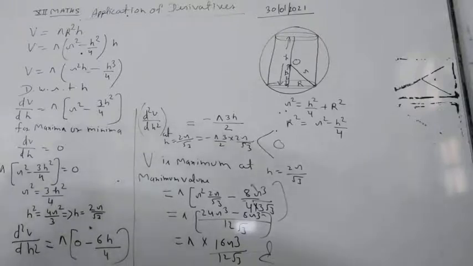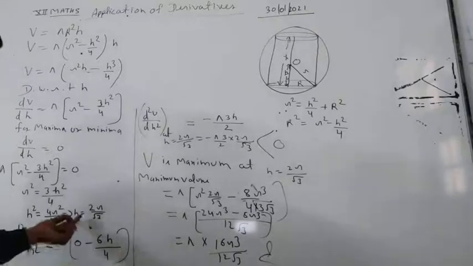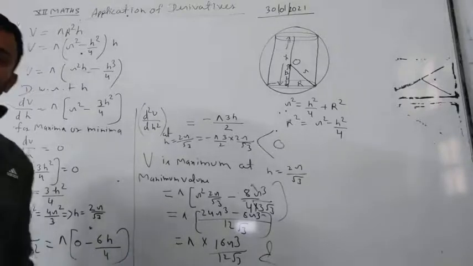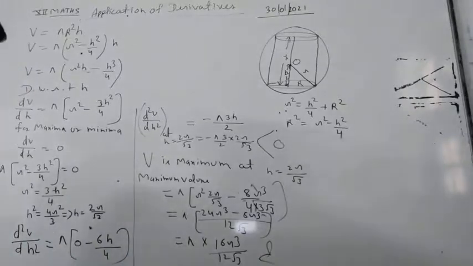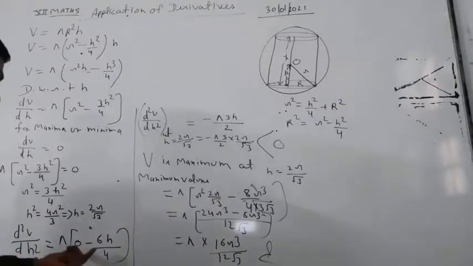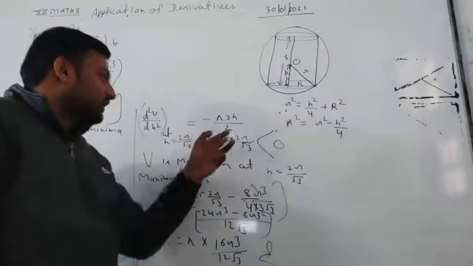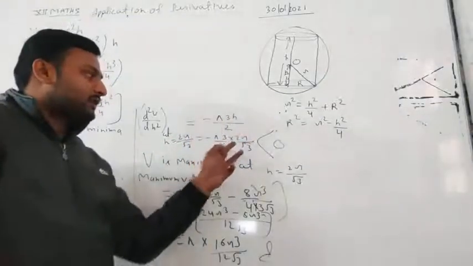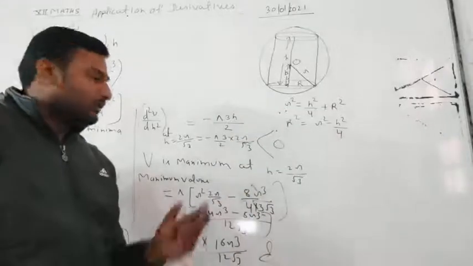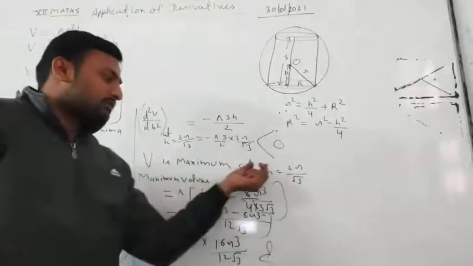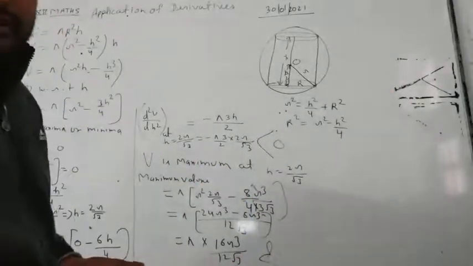Now, students, to check maximum or minimum, we find its second derivative at this point. If this is negative, then we can say that the function has a maximum at that point. So we take the second derivative, and when we put h is 2r by root 3, we get this whole term negative, students. So this is less than 0. So we can say that our V is maximum at h is equal to 2r by root 3.